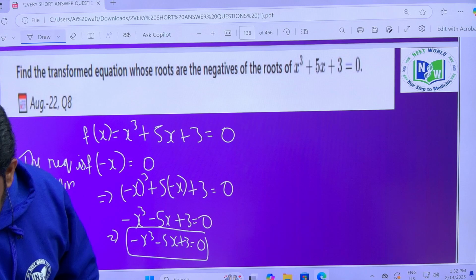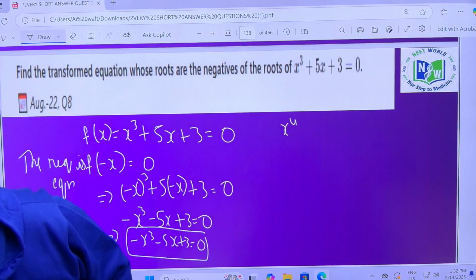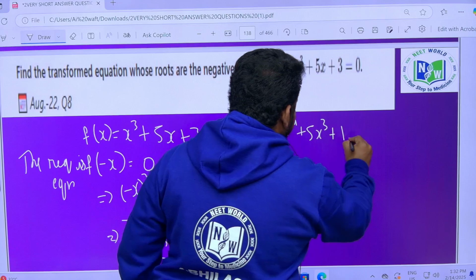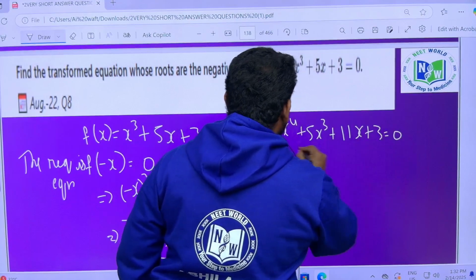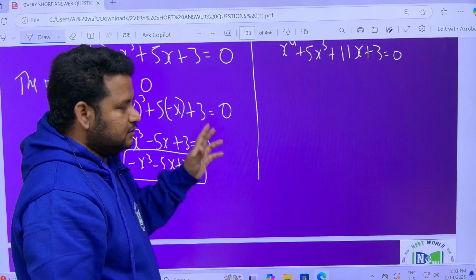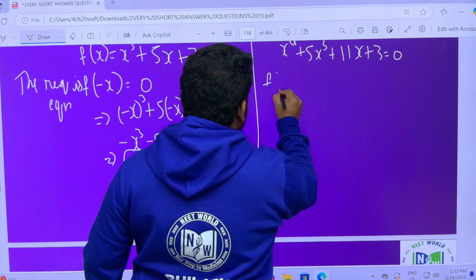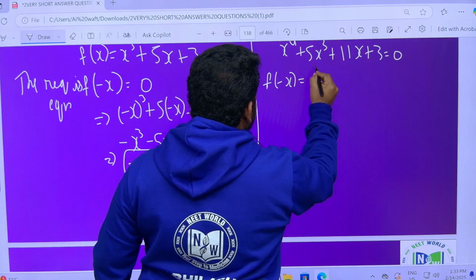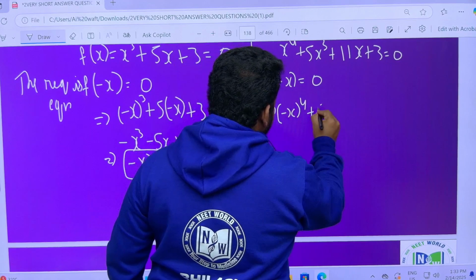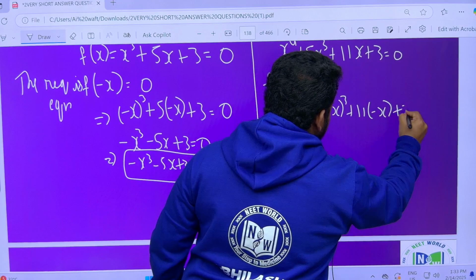Let me write down that x to the power of 4 plus 5x cube plus 11x plus 3 is equal to 0. This is also a p by q. Okay, this is also a p by q. They are telling it is having negative roots. Find the transformed equation whose roots are negative of this given equation. That is, the required equation is f of minus x is equal to 0. So this will become what, friends? So wherever x is there, I have to put minus x to the power of 4 plus 5 into minus x to the power of 3 plus 11 into minus x plus 3 is equal to 0.